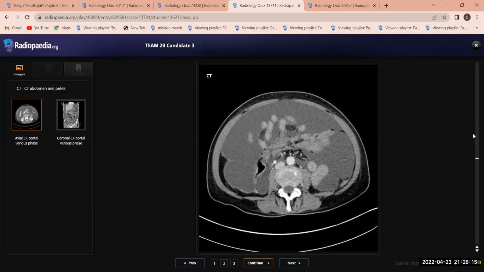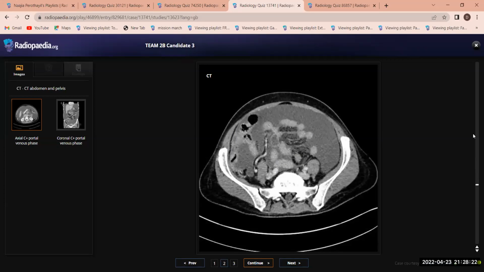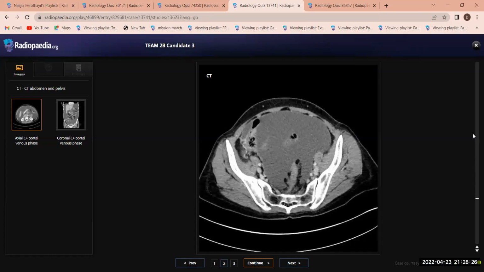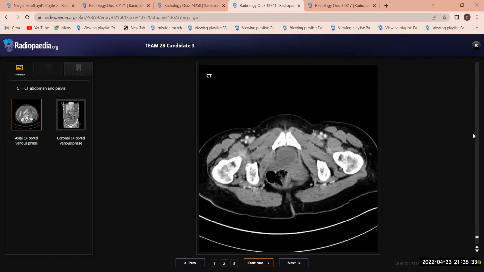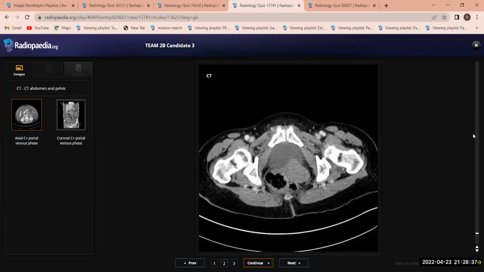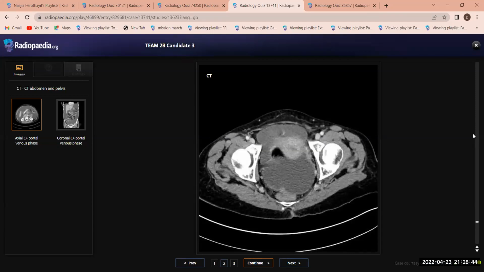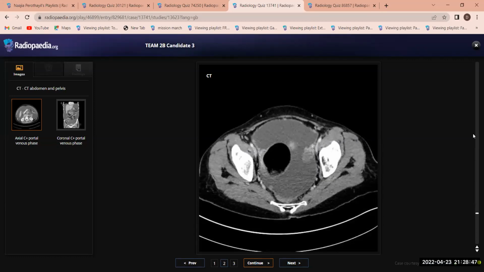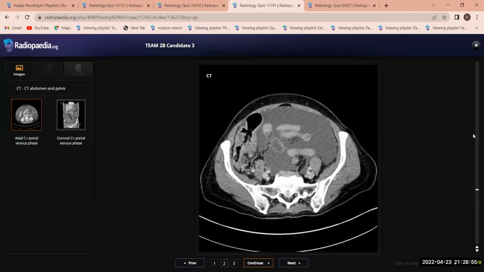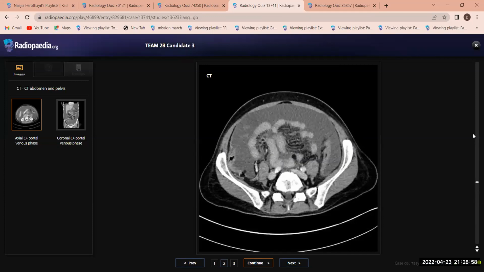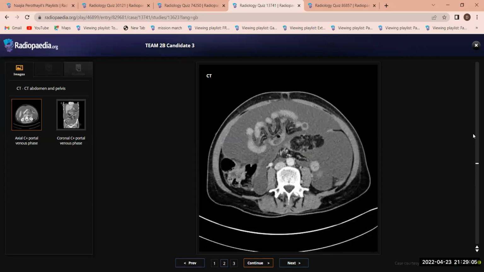Bowel loops are seen floating in the ascites. And further scrolling down, I can appreciate this extending into the pelvis as well. However, there is no obvious herniation. No, there is no herniation noted in the inguinal area. And this fluid appears to be intraperitoneal. So there's gross abdominal pelvic ascites.